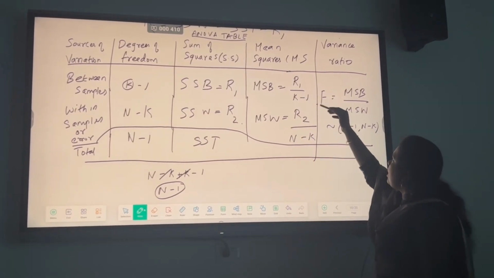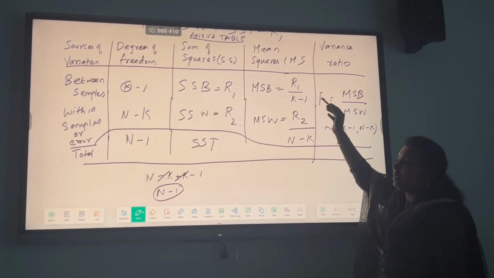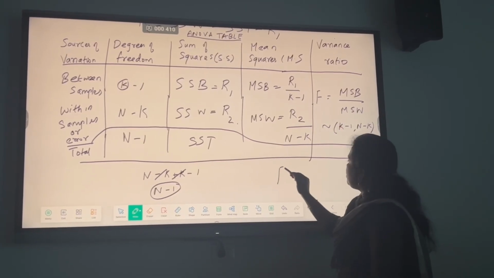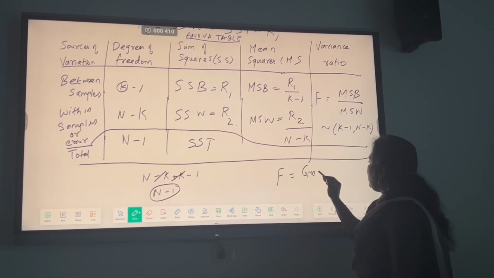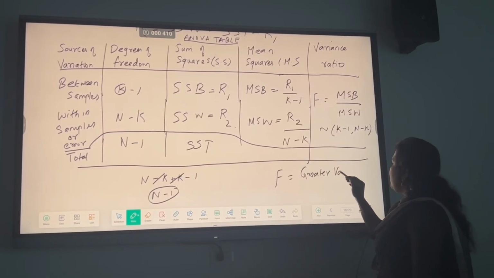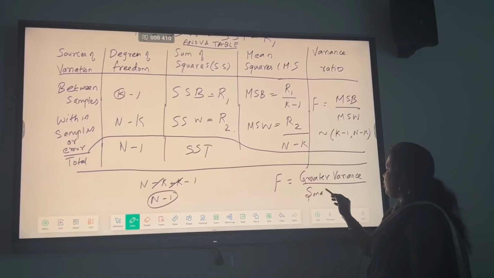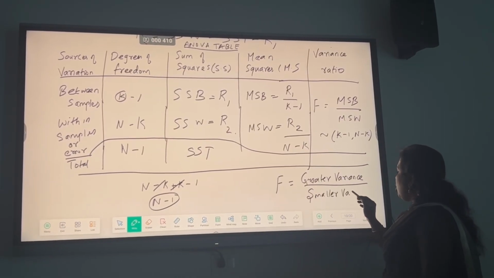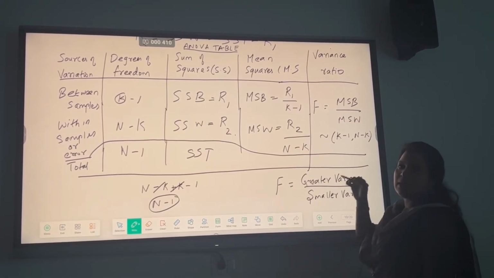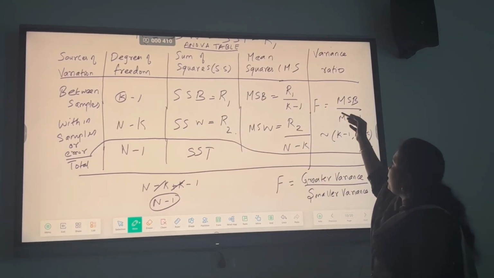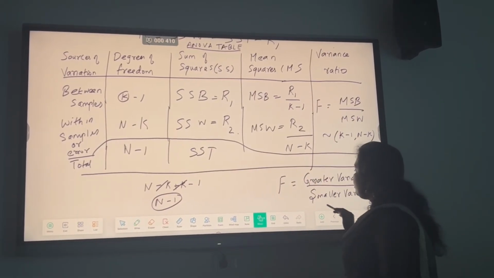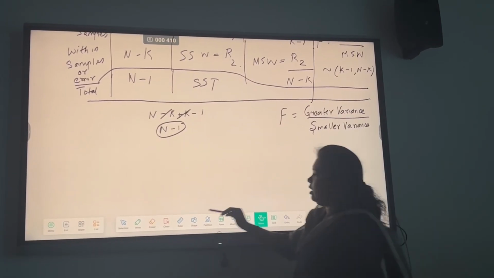And here we can find the F formula. F is always the greater variance divided by the smaller variance, which is very important. According to the problem, you have to look at which is the bigger value to find the ratio. Next, we have to calculate the table value.